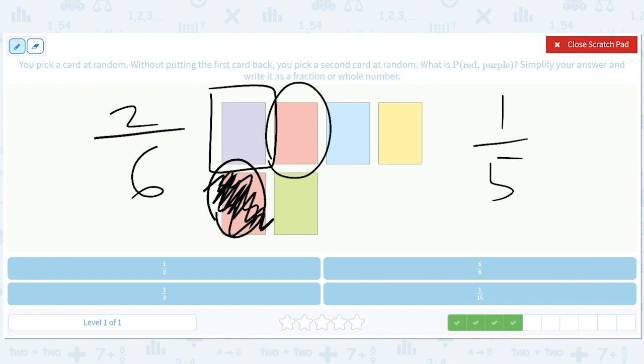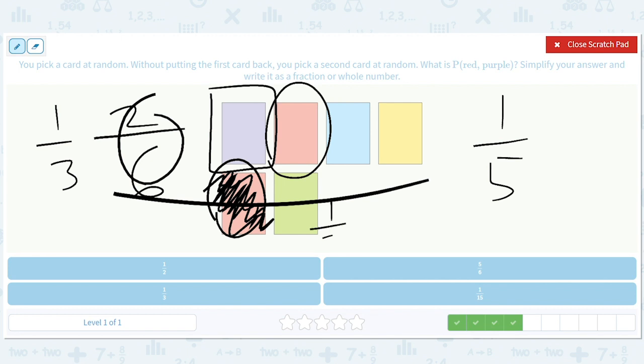So we should end up with 2 out of 6, so this is one third. So when we multiply these two together, we'll get 1/3 times 1/5, which equals 1/15. So the extra complication here is once we picked the red, we have to cross it out because it's no longer involved when we pick the second card, right? So now we have 1/15 as our answer.